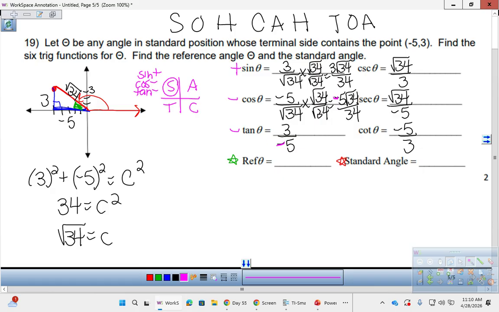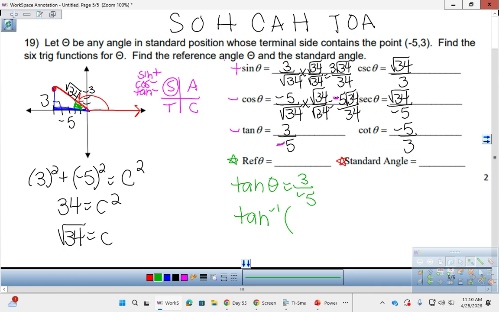I want to solve for my reference angle. I can use this, this, or this. Which one looks the easiest? Tan doesn't have any roots, okay? So, to solve for the reference angle, I want to solve this equation. How do I get rid of tan and just get theta? Inverse of tan. So I'm going to do the inverse of tan here.